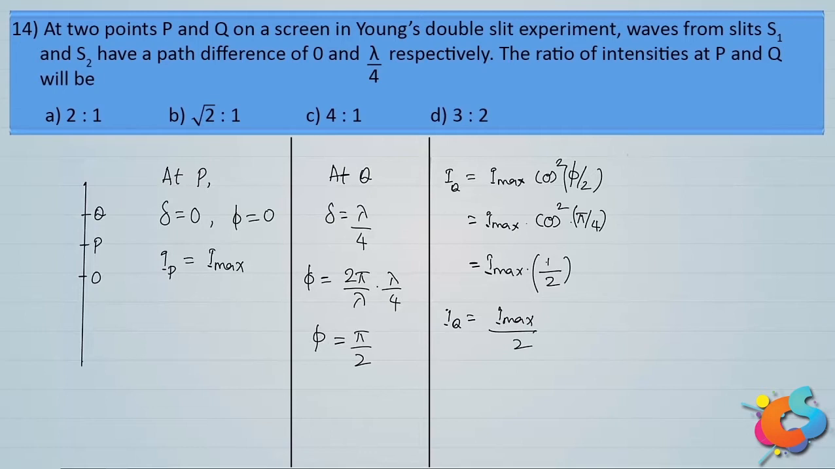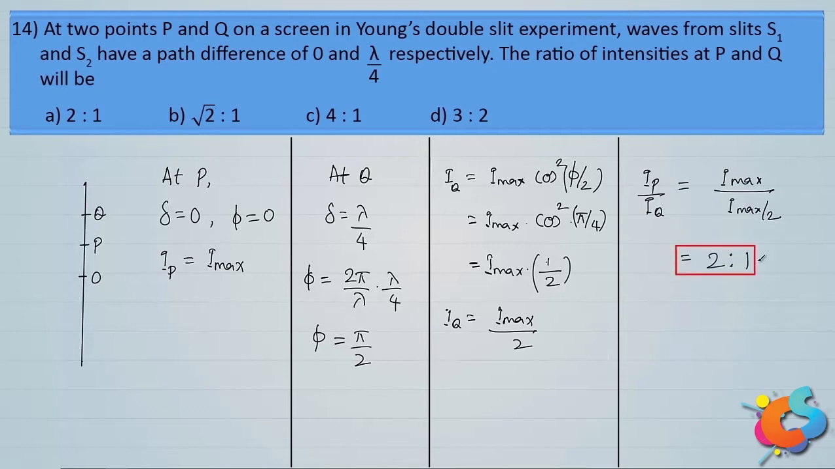So what we need to find now is the ratio of IP to IQ. So IP by IQ is I max divided by I max by 2. So that should be equal to 2:1 because I max gets cancelled here. So the ratio is 2:1. So the correct answer is option A, 2:1.